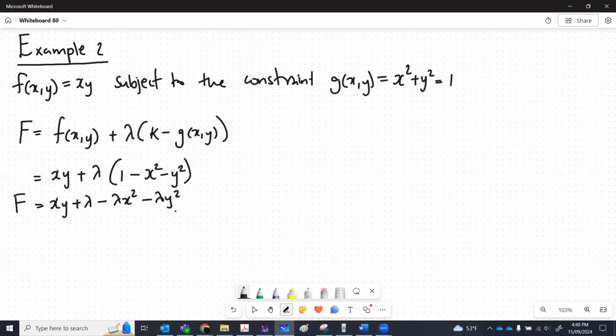So notice we're not given any critical points, so we might want to work them out. So we find fx.